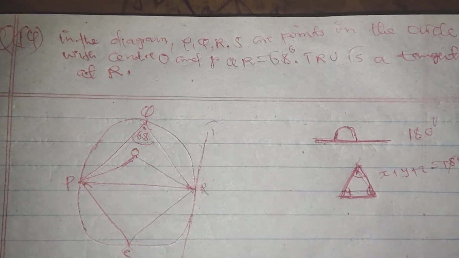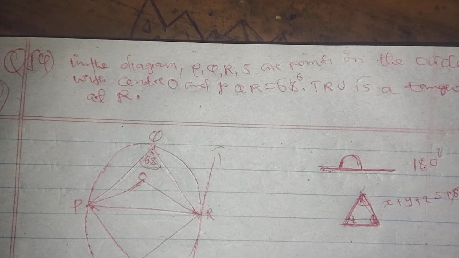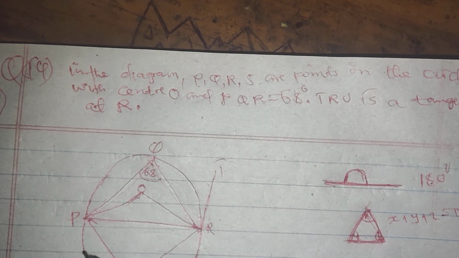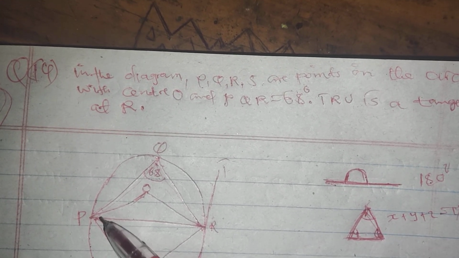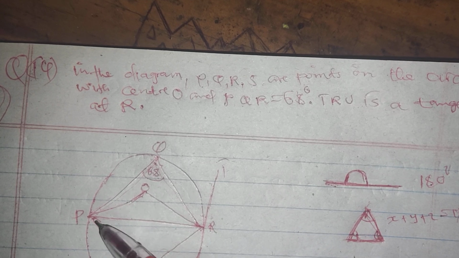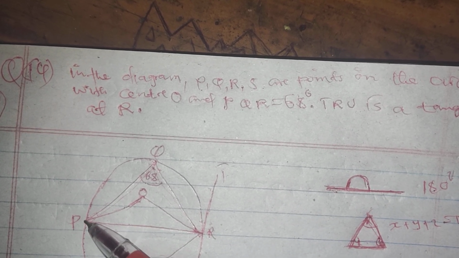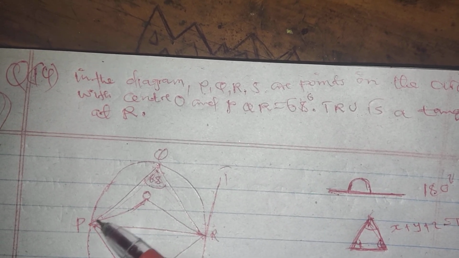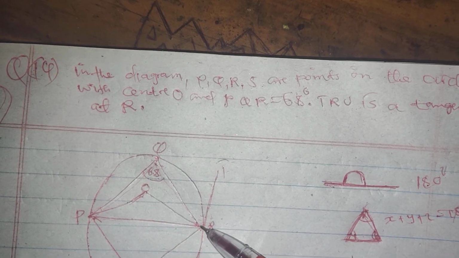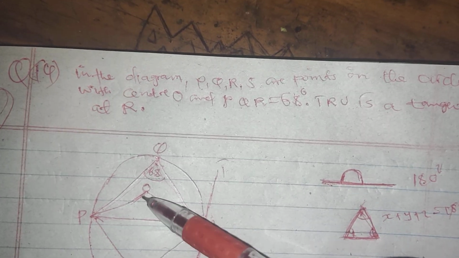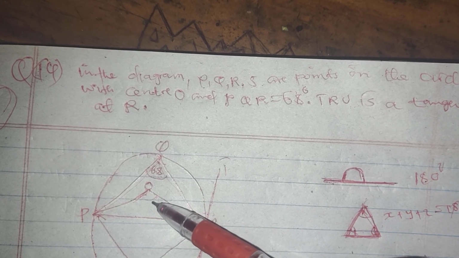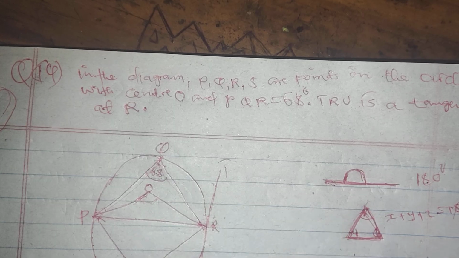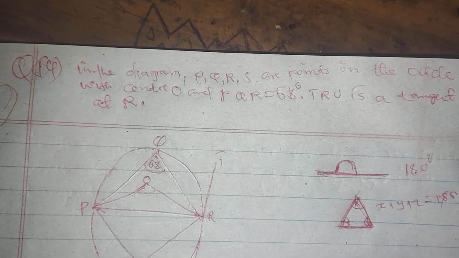To find the angle, we start the direction from the first letter, which is POR. So we start checking from that direction to know the angle POR. You see, the angle we are looking for is this angle.